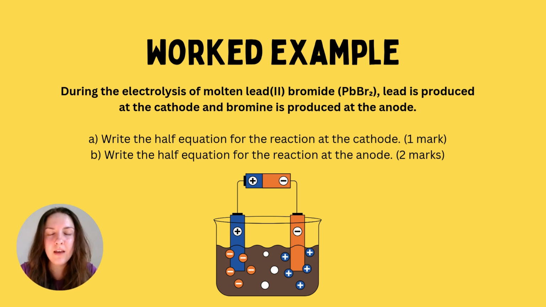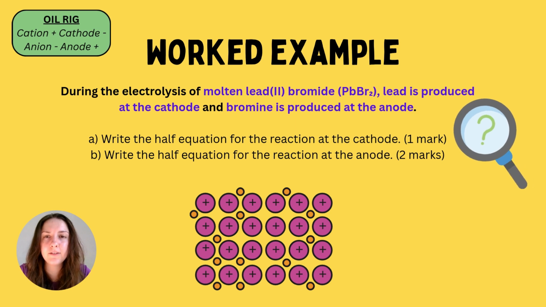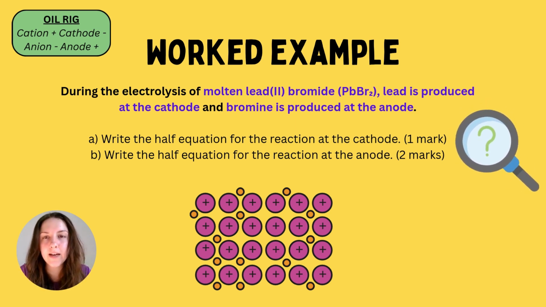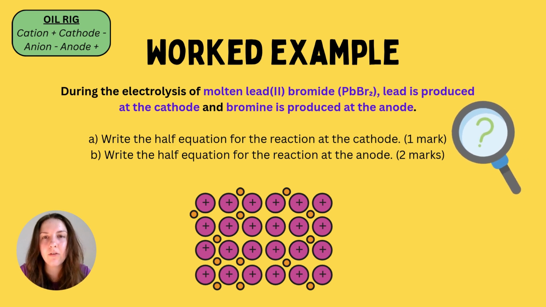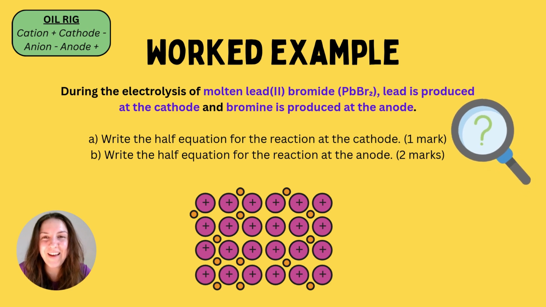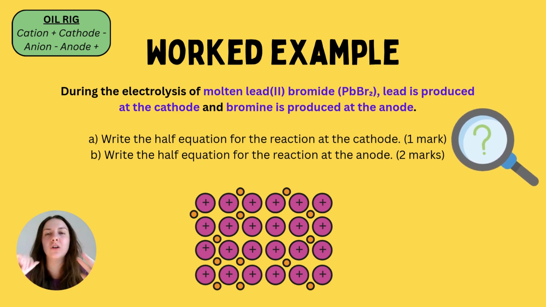So this is the sort of question. First example, let's go through it together. As you can see on the top left, I've just written out OIL RIG, and I've reminded myself that a cation is a positive ion, a cathode is a negatively charged electrode, an anion is a negatively charged ion, and the anode is a positively charged electrode.